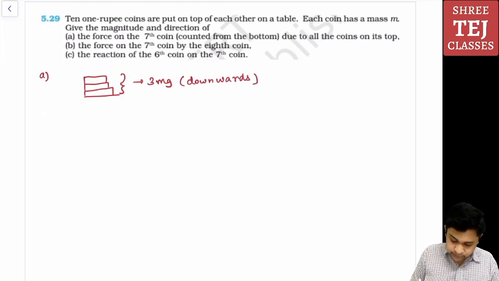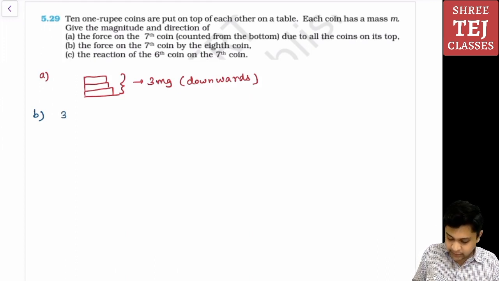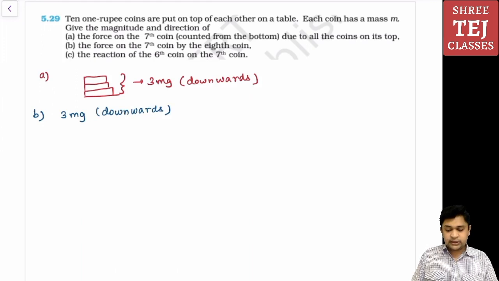Now B part is the force on 7th coin by the 8th coin. This will be same as the one in A because 8th coin and 7th coin are in contact. So all this force will be exerted by the 8th coin on the 7th coin. So it will be same, 3 mg downwards.